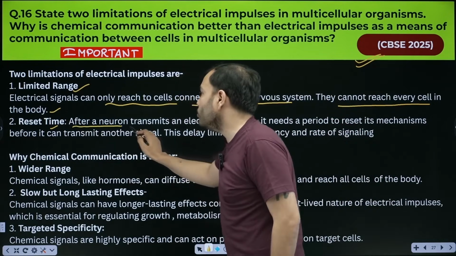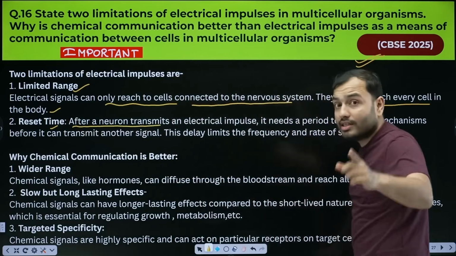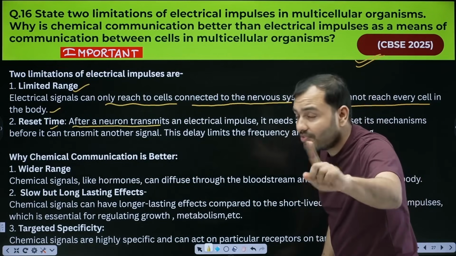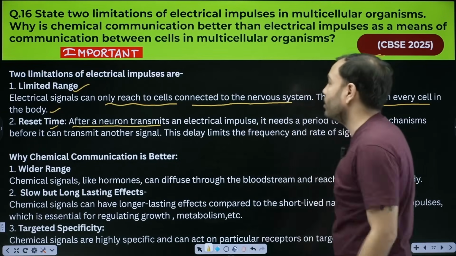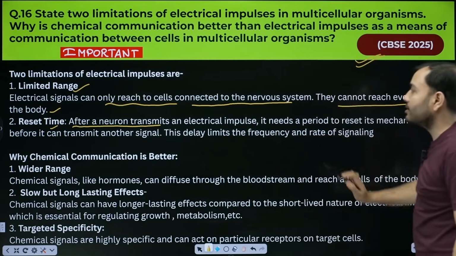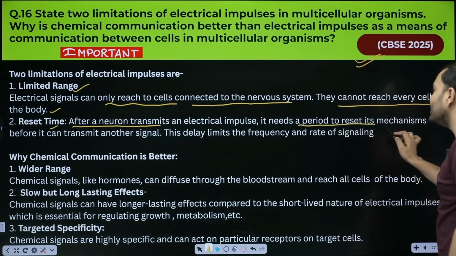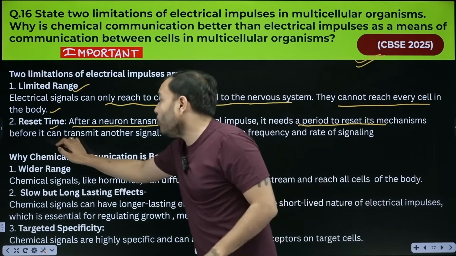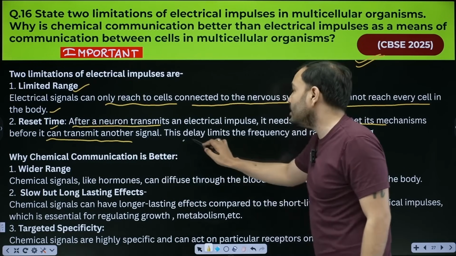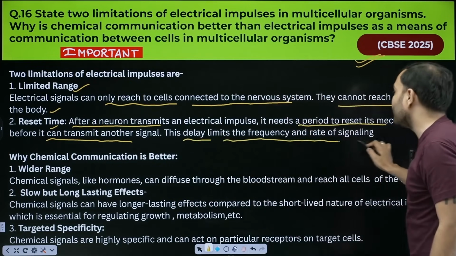Reset time. After a neuron transmits an electric impulse, look, the signal will go fast. The signal won't be slow. The frequency, one signal after another, will be slow. After a neuron transmits an electric impulse, it needs a period to reset its mechanism. It has to fully reset, correct the whole thing, before it can transmit another signal. This delay limits the frequency and rate of signal.